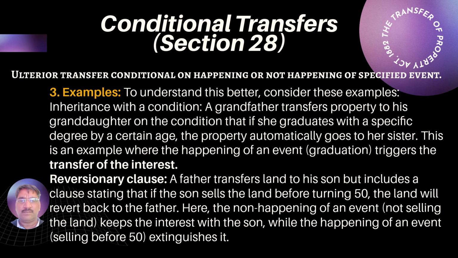Reversionary clause. A father transfers land to his son but includes a clause stating that if the son sells the land before turning 50, the land will revert back to the father. Here, the non-happening of an event, not selling the land, keeps the interest with the son, while the happening of an event, selling before 50, extinguishes it.